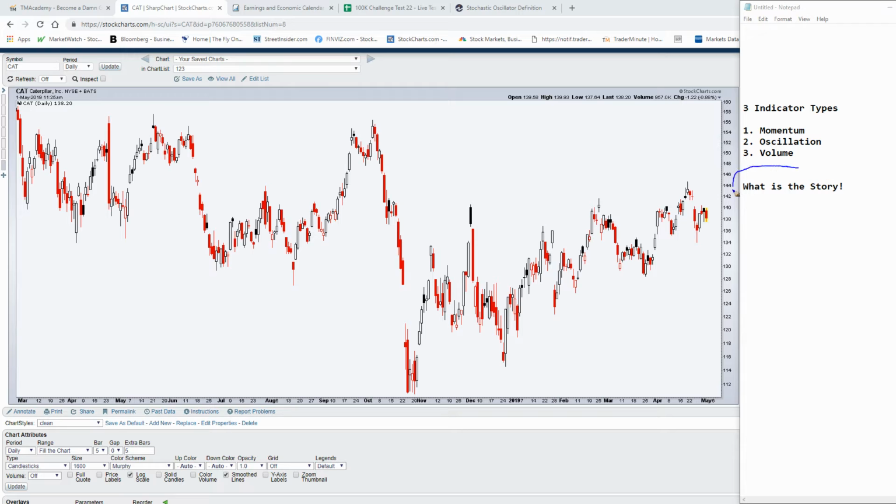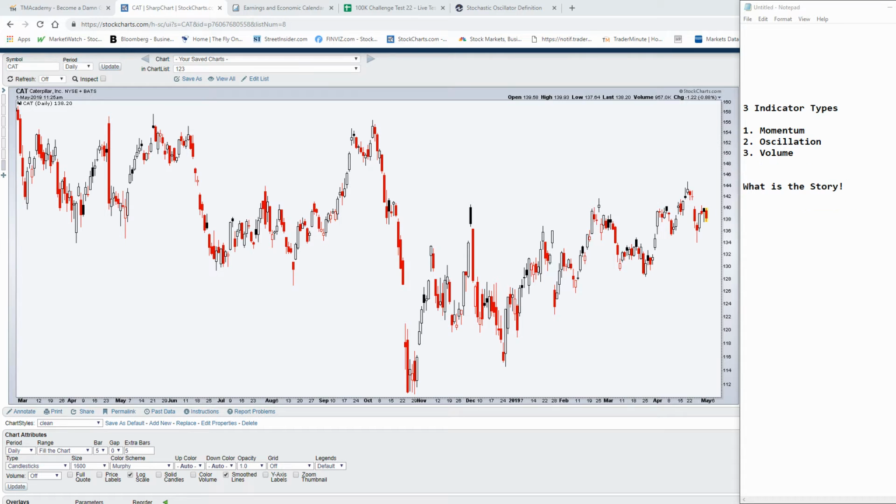What is the story? When it comes to technical indicators, this is what we need to answer. With this story, we can understand if the odds are in our favor to go higher or lower. We can understand time frames. We can understand key levels. We can understand a lot about the way the stock trades, and we can put the odds and the probabilities in our favor. But it comes down to what is the story with the technical indicators.